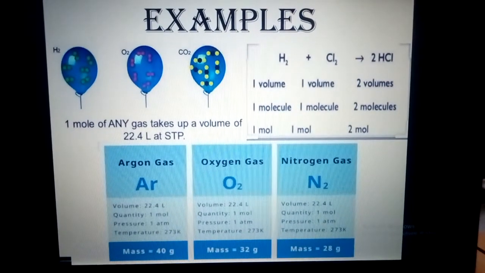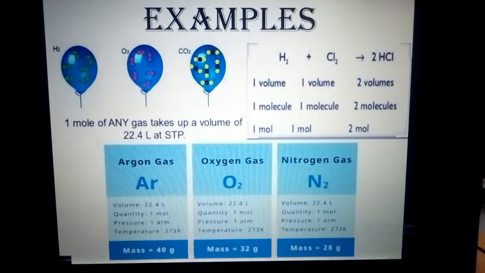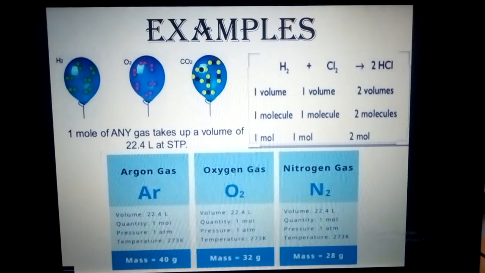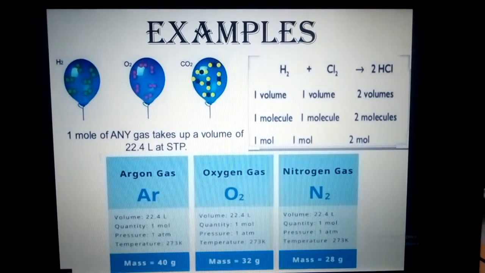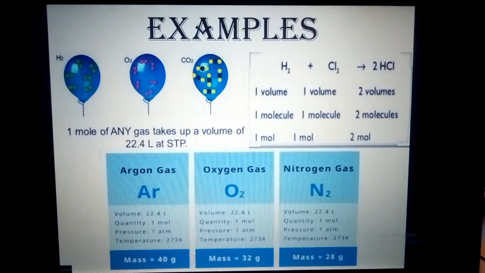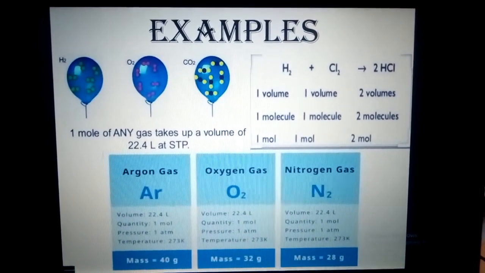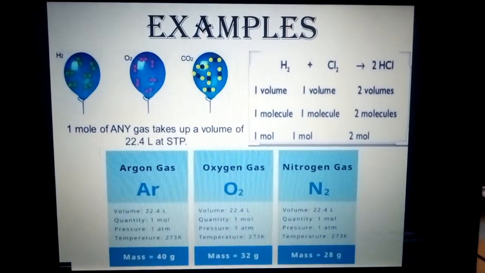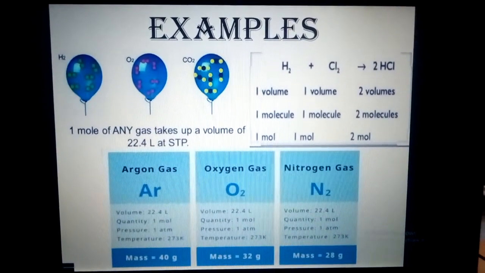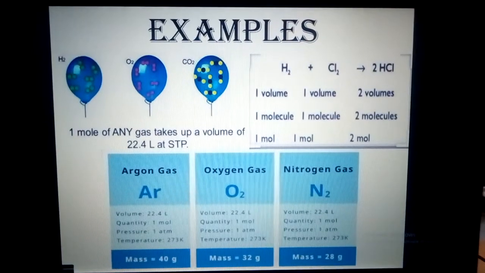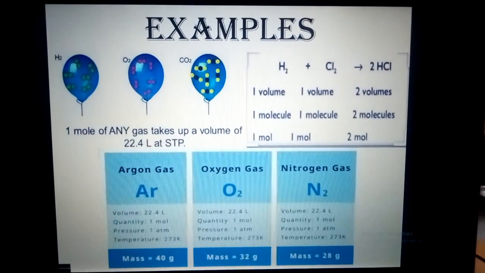Here are a few examples to prove the law. In the following example, we can see that at standard temperature and pressure, all the gases, be it hydrogen, oxygen or carbon dioxide, contain the same number of molecules, that is 6.022 x 10^23 molecules, and the gas takes up a volume of 22.4 liters.